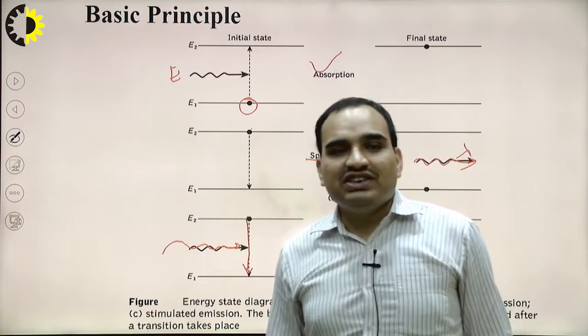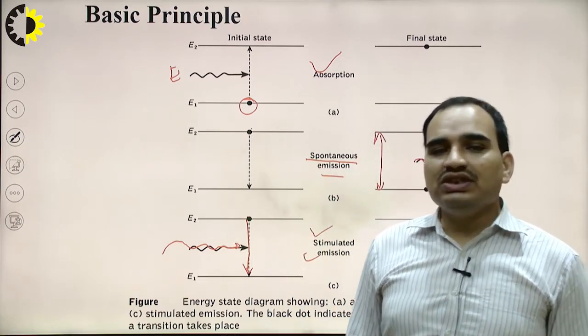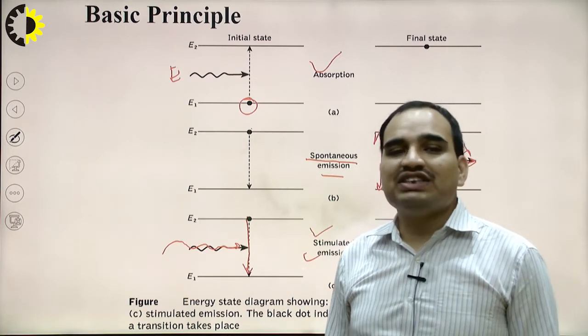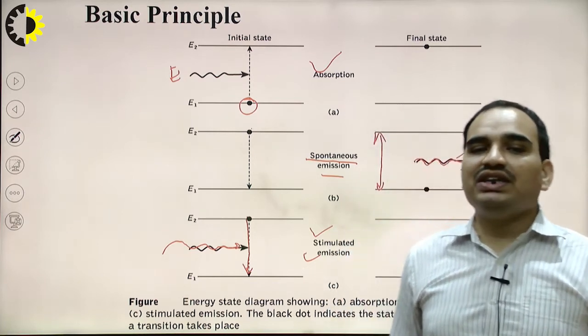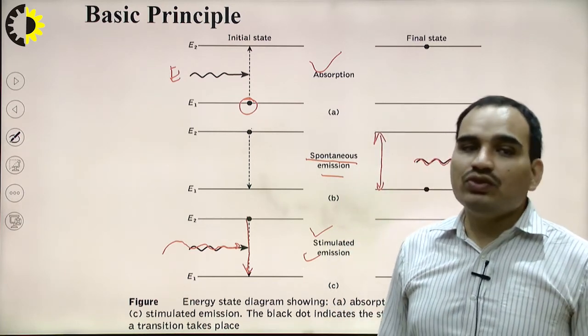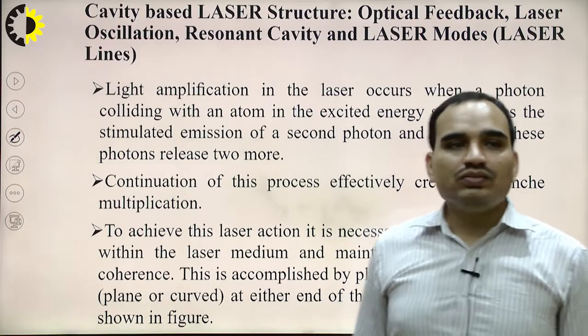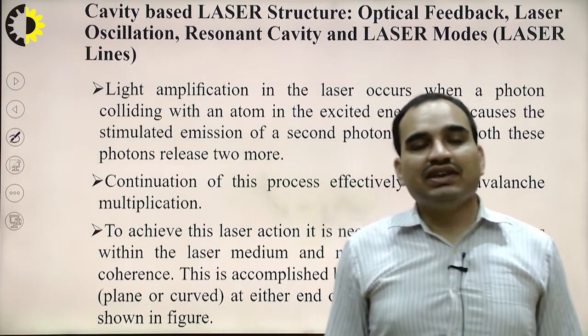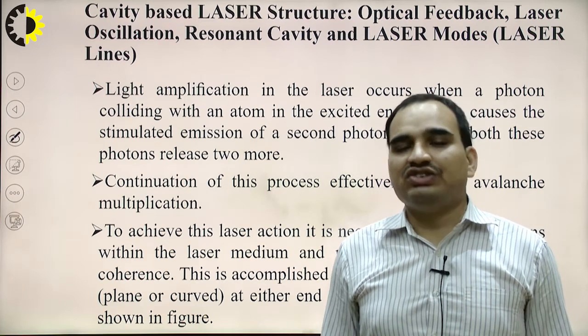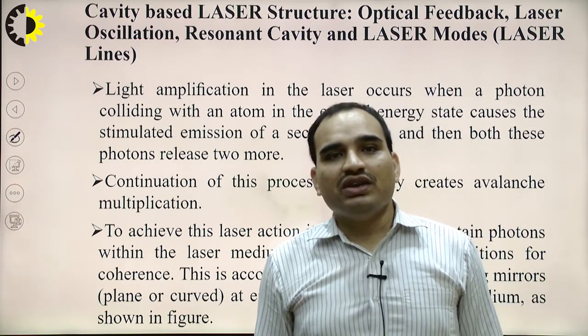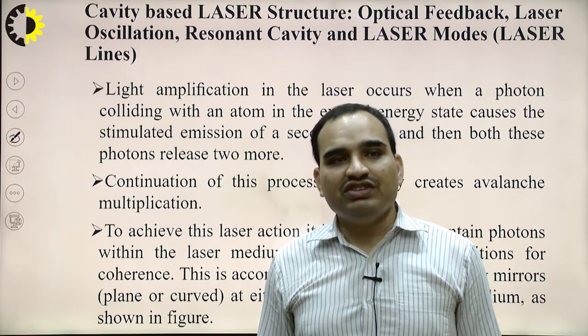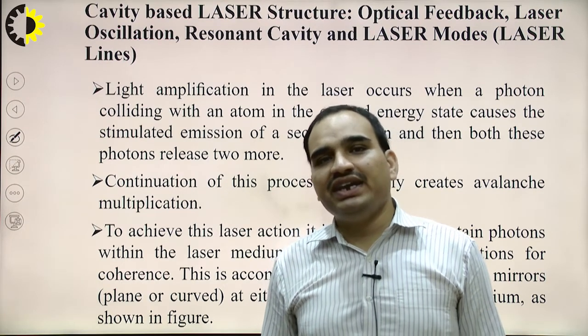So, the energy state diagram shows absorption, spontaneous emission and stimulated emission. The black dot indicates the state of the atom before and after the transition takes place. Now, the next topic is cavity based laser structures, and the optical feedback, laser oscillation, resonant cavity, and laser modes.